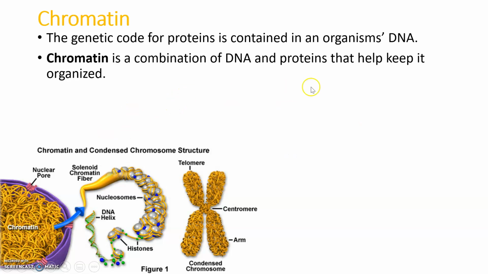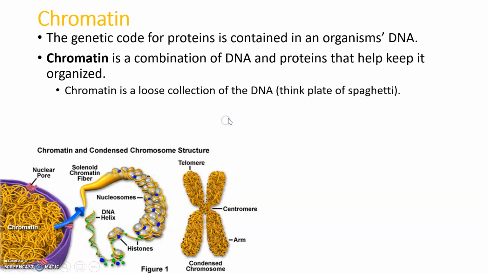It's a combination of DNA and proteins, and we see that here. So the DNA is the yellow strand. It's wrapped around these silver and blue and green proteins that help keep it organized. Generally, chromatin is a loose spaghetti-like structure, so it looks like a bowl full of spaghetti. We see that here on the left side of your screen. The purple bowl here is the nucleus, and again, generally chromatin is loose and looks disorganized to us.